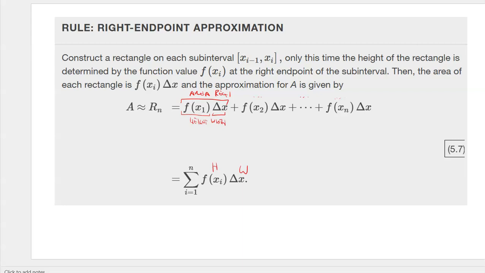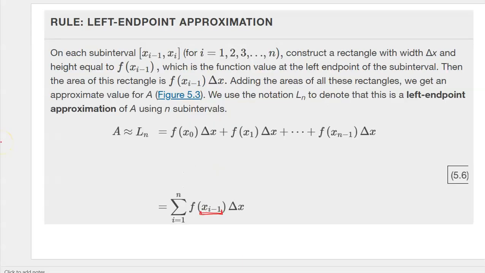Now you might be thinking, why are we focusing so much on the right-hand approximation? Couldn't we use a left-hand approximation? And the answer is yes, we could. But if you notice, it gets a little funky with your notation. Inside of my f function here, I get this x sub I minus 1.